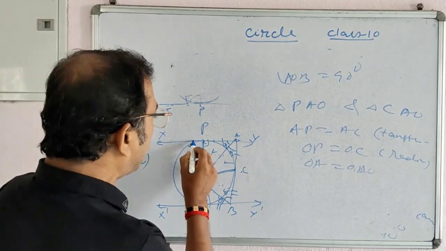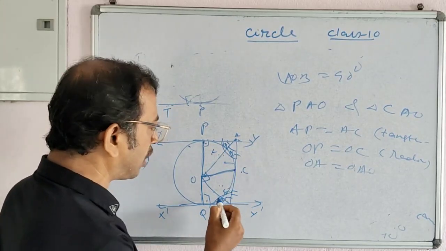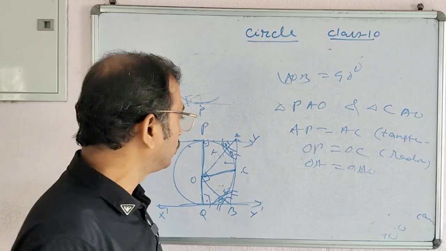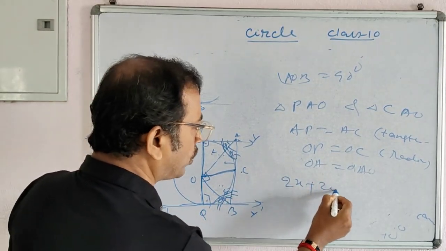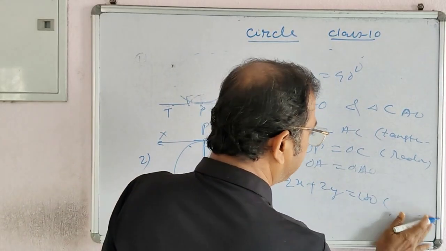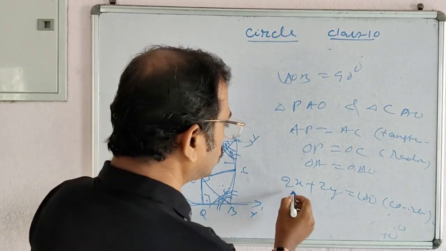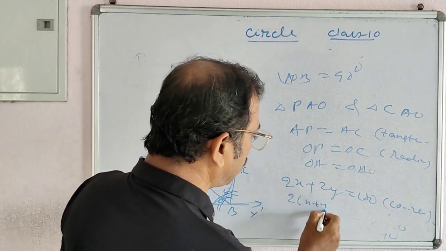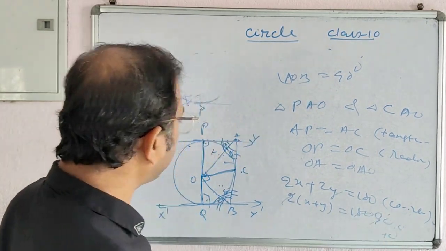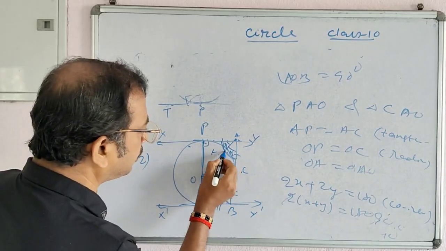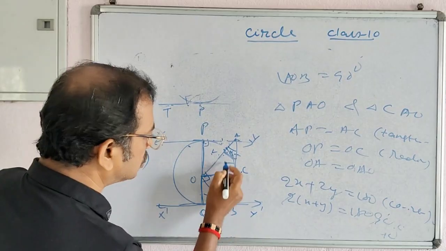See, as these are parallel tangents, the sum of the co-interior angles is always 180. So the sum of these two is 2x, and the sum of these two is 2y, equal to 180. Co-interior angle sum is always 180. So if we take 2 common, x plus y equals 180 divided by 2, which is 90. X plus y is 90. This is x and this is y. See, these two sum to 90.